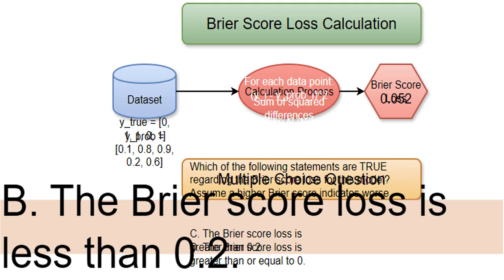Given our calculated Brier score loss of 0.052, I state that this statement is true. Our calculated value is less than 0.2.